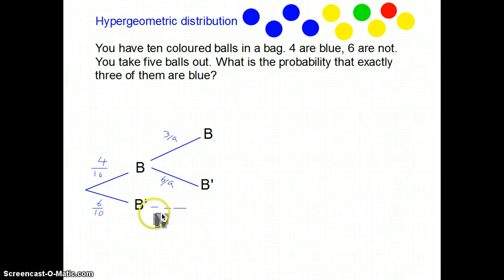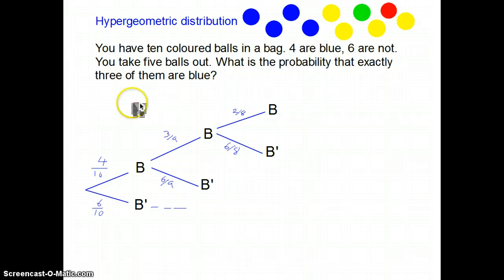I'm not going to fill in the entire tree diagram. It would carry on underneath here. We'll just go on to the third one. We could have blue and not blue again. This time it would be a 2 out of 8 chance of getting a blue, because there's only 2 left. There's only 8 balls left. 6 out of 8 for not blue.